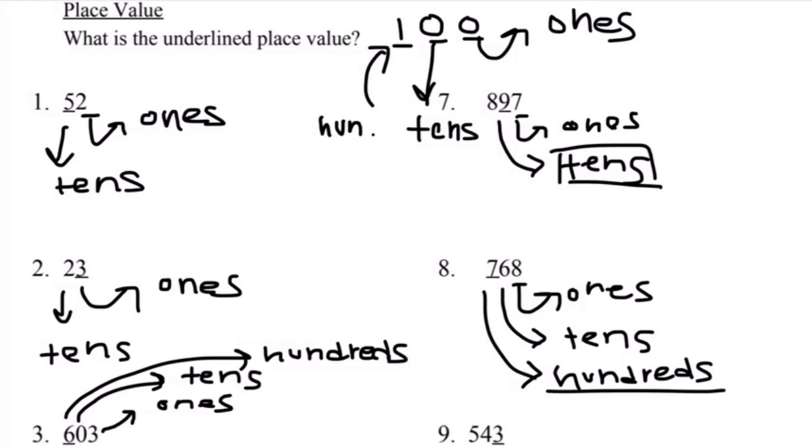Last but not least, number 9, the value all the way on the right always represents our ones value, which is 3, because 3 in 543 just represents 3. Therefore, the underlined 3 represents our ones value.